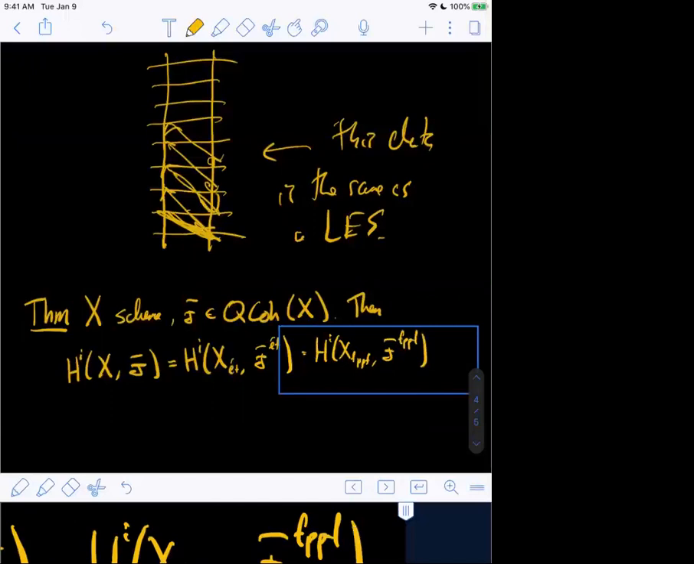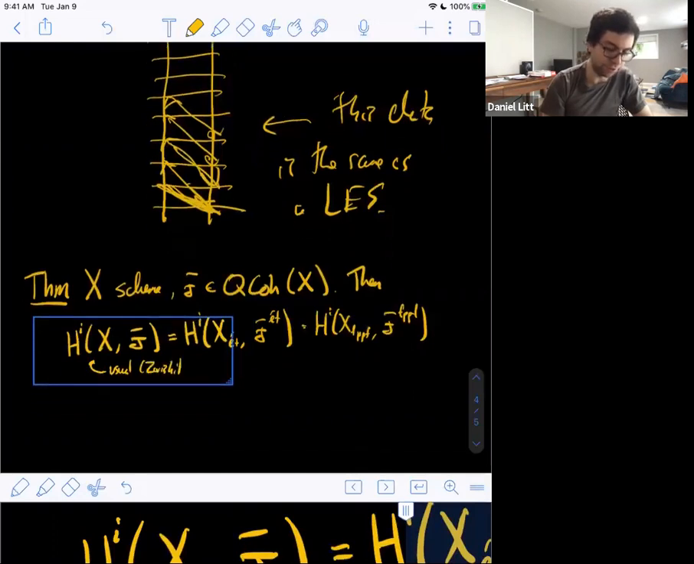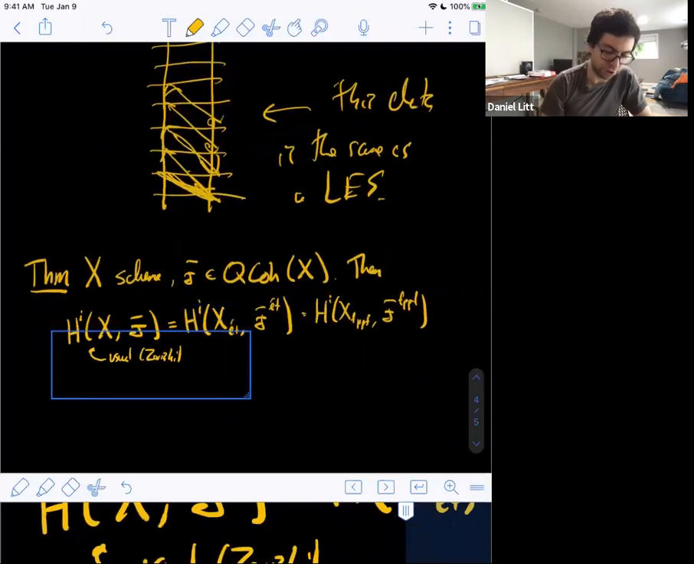The first one was the Zariski thing? Yeah, so this is just the usual cohomology of a quasi-coherent sheaf. Okay. Which, if you'd like, you can think of as the derived functor cohomology on the Zariski site.